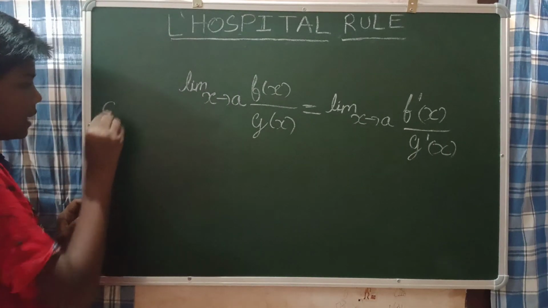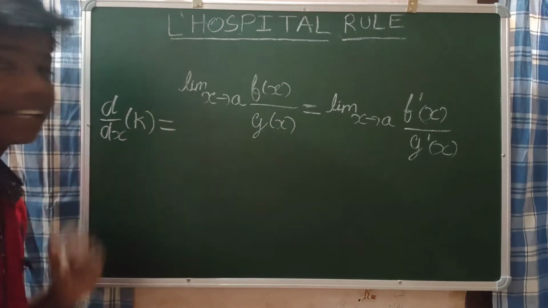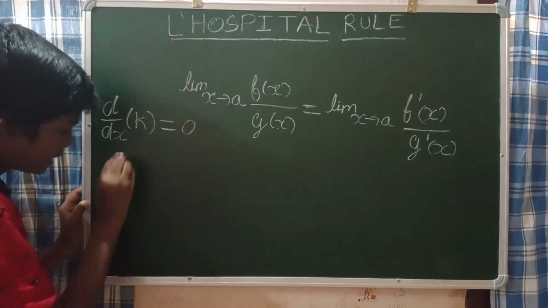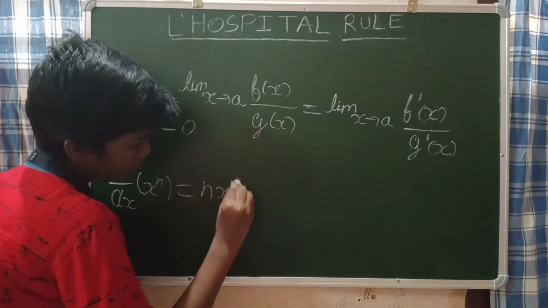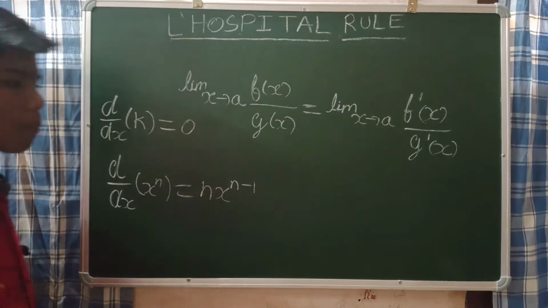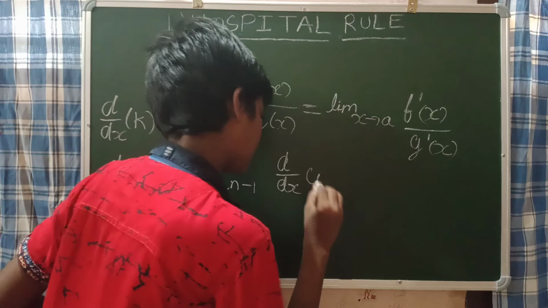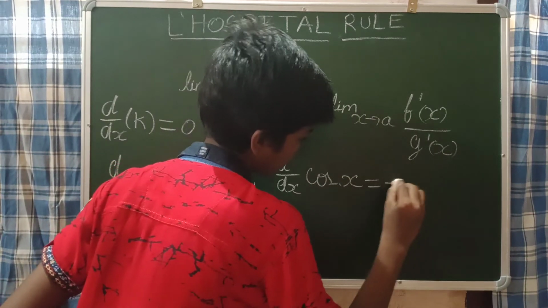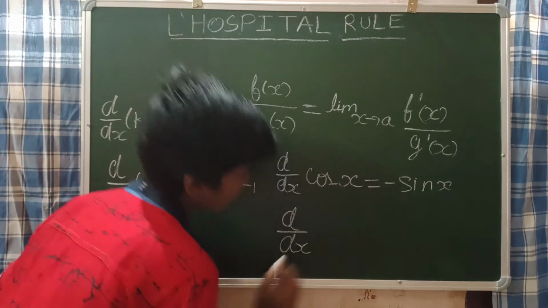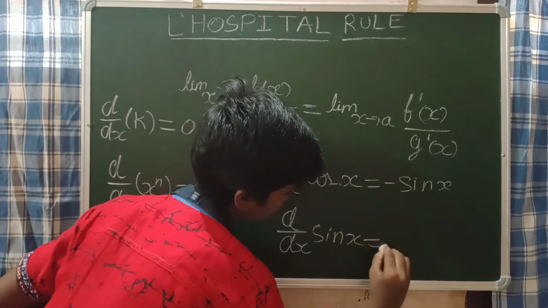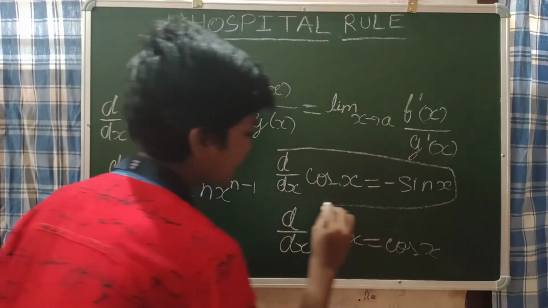That means d by dx of any constant, I represent the constant as k. So d by dx, differentiating any constant is 0. And d by dx of x to the power of n is equal to n x to the power of n minus 1. It is also one of the differentiating formulas, and another formula like d by dx of cos x is equal to minus sin x, and another formula like d by dx of sin x is equal to cos x. And many formulas are there in differentiation. These are some differentiating formulas.